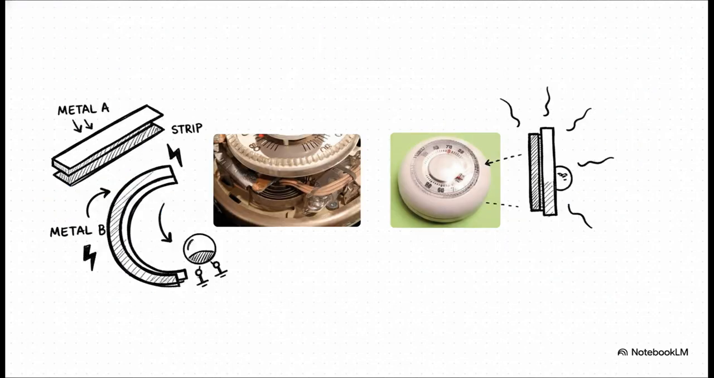But we can actually harness that exact same power for good. By bonding together two different metals that expand at different rates when heated, we create a bimetallic strip. As the temperature changes, the strip bends, and that bending tilts a little glass bulb of mercury to make or break an electrical connection. It's brilliant! This is the ingenious heart of the mechanical thermostats that regulate our homes.